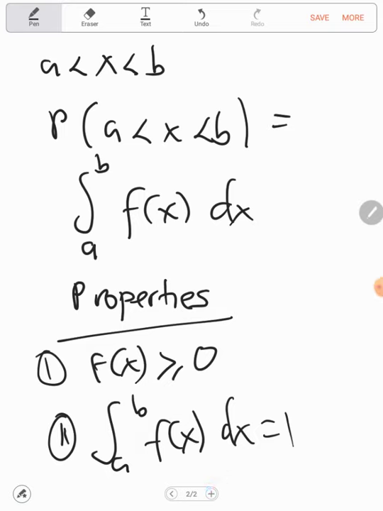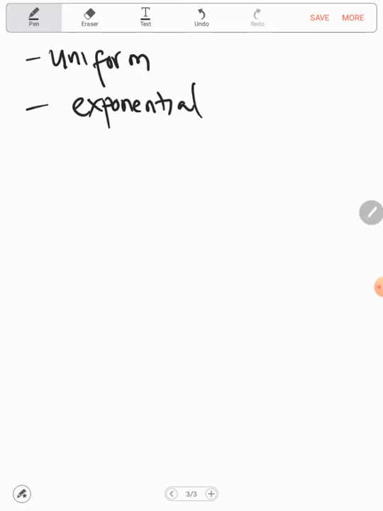Okay, so we continue. The probability distributions that we're going to look at under continuous variables are the uniform distribution, the exponential distribution, and the normal distribution. These are the common continuous probability distributions. Let's start with the uniform distribution.